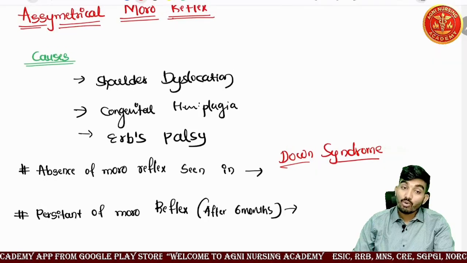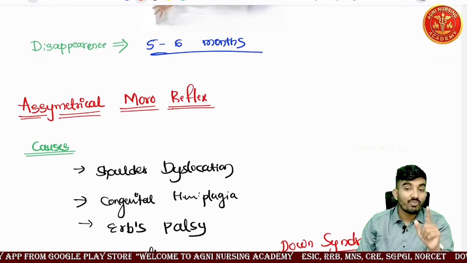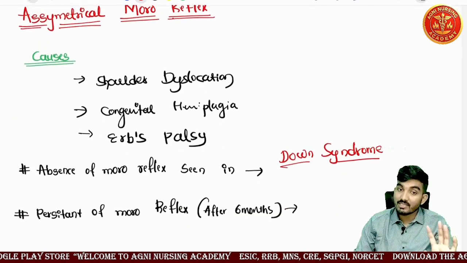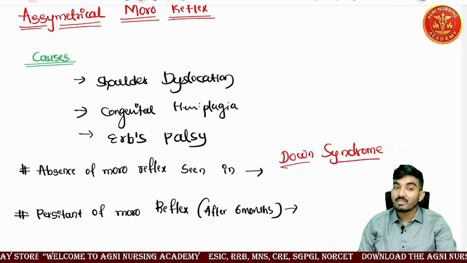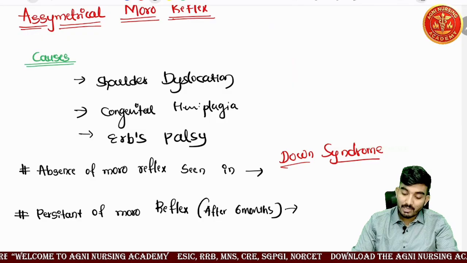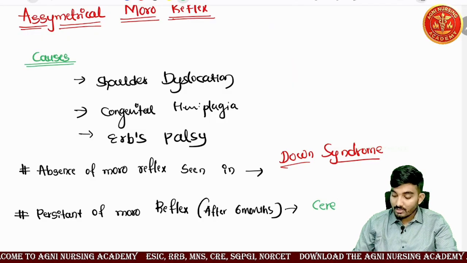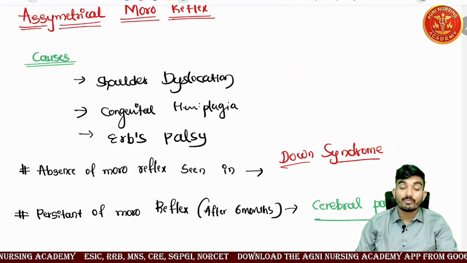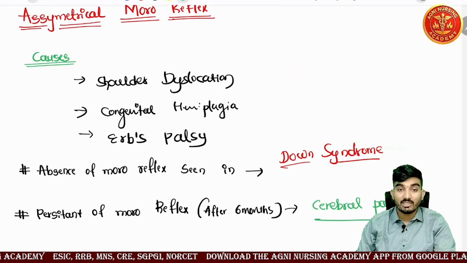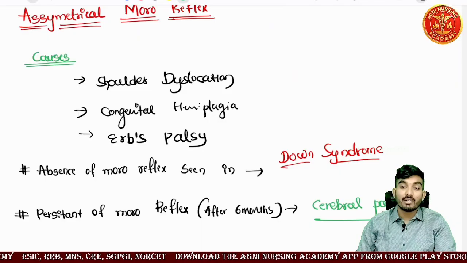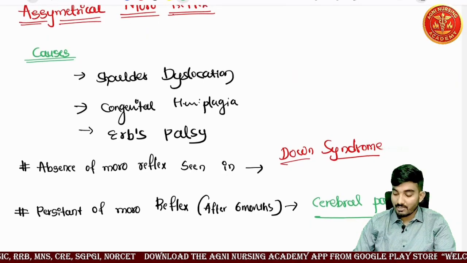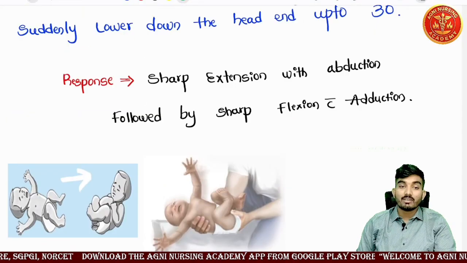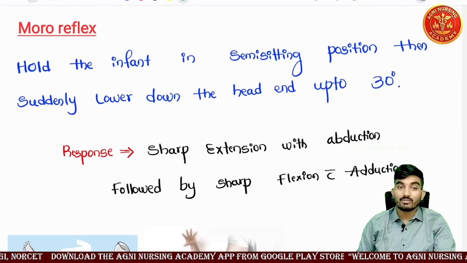As I told you, the Moro reflex disappears at the age of 5 to 6 months. If it continues after 6 months of age, there is some problem. For example, in cerebral palsy, there is a chance of the Moro reflex persisting after 6 months of age. This is about the Moro reflex. I hope you have understood what I have been telling.